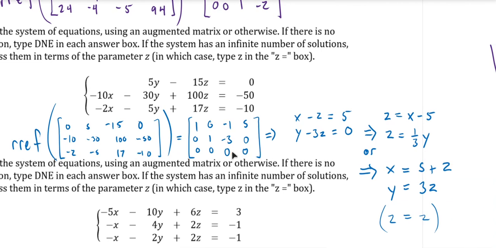And that's because we only have 2 equations now that are considered to be, sort of giving us any real information. This bottom one just says 0 equals 0, which is of course true. But the top one says that 1x minus z is equal to 5, and the other one says that 1y minus 3z's is equal to 0.